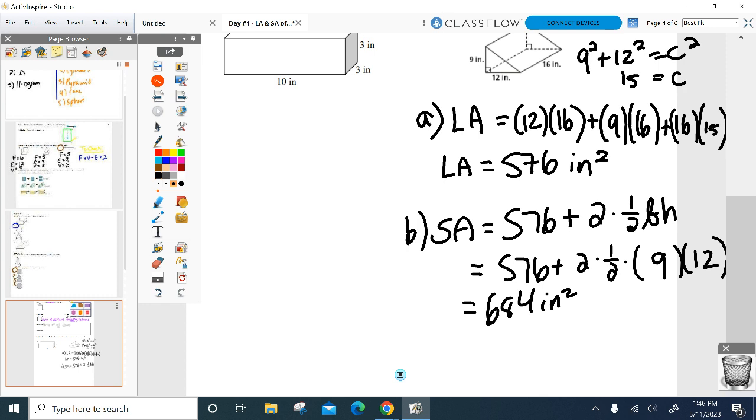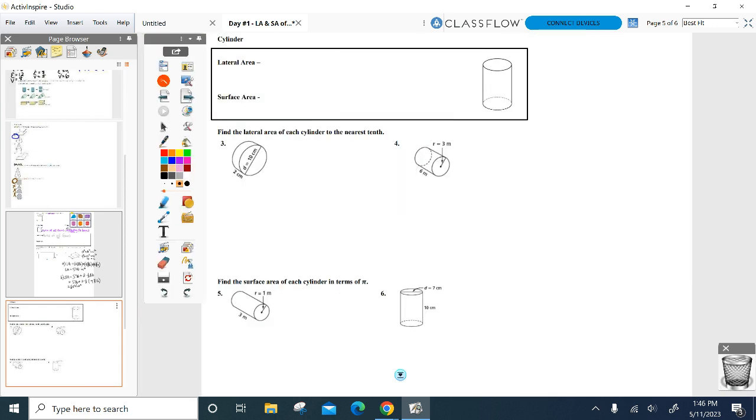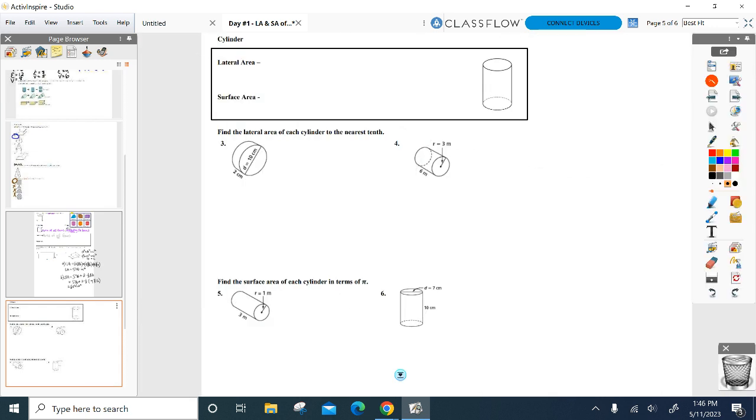Hey, are we all good with this concept of what lateral is versus surface area? Because I need to talk about a special prism now, a special one. All right, special prism, which is a prism where the bases are circles, aka a cylinder.